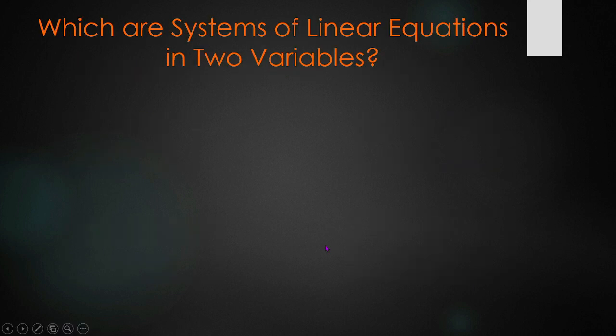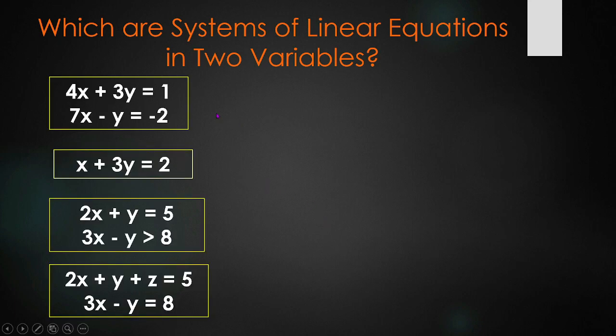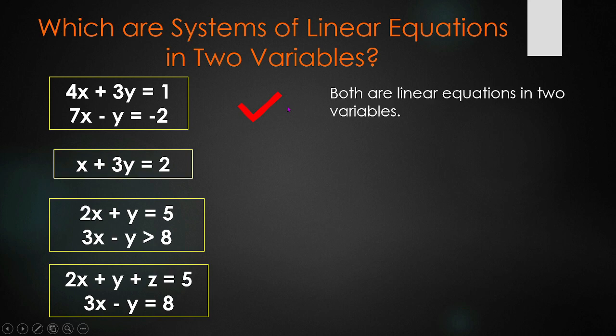Now, which of these given sets are systems of linear equations in two variables? Is 4x plus 3y equals 1, 7x minus y equals negative 2 a system of linear equations in two variables? The answer is yes. As we can see, both are linear equations in two variables. What about the second set? x plus 3y equals 2. No. This is not a system of linear equations in two variables. Why? Because it has only one equation.